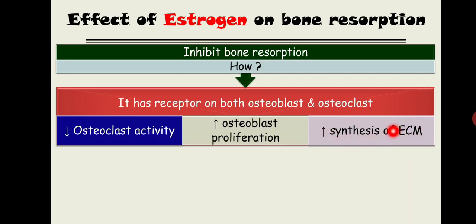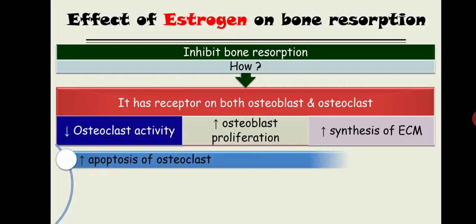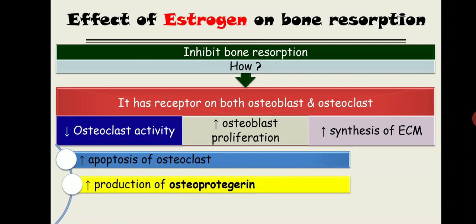If you remember up to that, that's okay, but good students might also know what estrogen does to decrease osteoclastic activity. Let me give you that detail also. It will increase the apoptosis of the osteoclast. So what is apoptosis? Apoptosis is programmed cell death. It causes programmed death of the osteoclast. Second thing, it increases the production of osteoprotegerin.